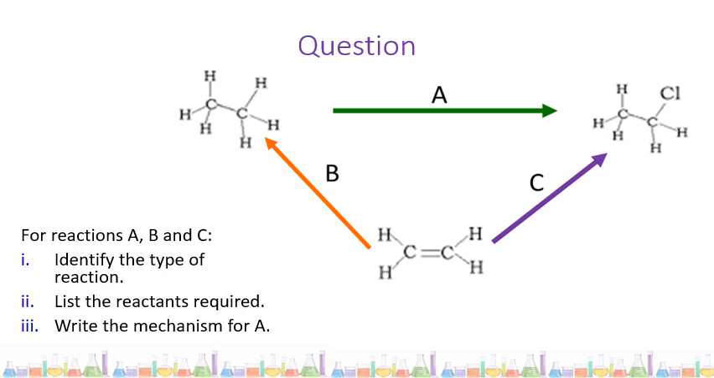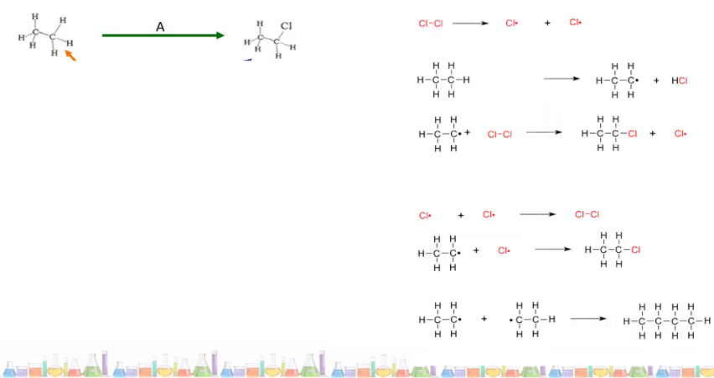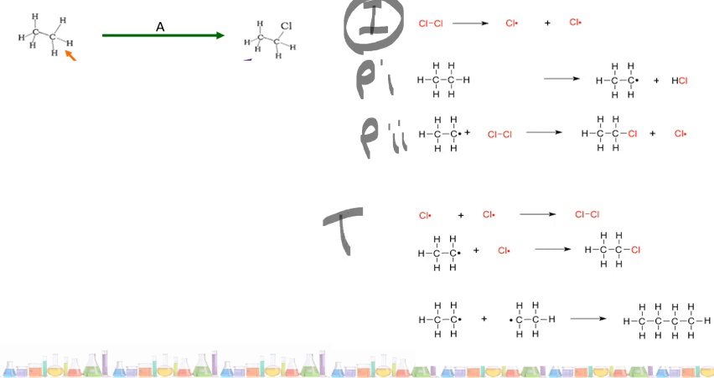Then in part 3, it asks us to write the mechanism for A. So this is your free radical mechanism for the addition of chlorine to your alkane. The steps are outlined here. So we have initiation, that's an I, propagation part 1, propagation part 2, and then our 3 options for termination are all here. So it's worth maybe trying to do that yourself, as I mentioned before, or just going through and seeing if that makes sense to you here as it's written out.